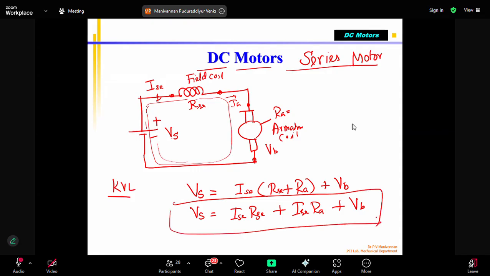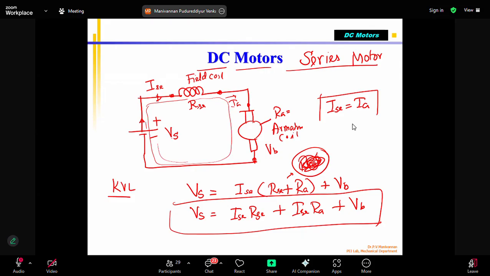Now, we know that I series is nothing but IA. IA and I series are the same, because the same current is flowing from the battery. That current is coming from the battery, which is supplying it. In the shunt coil it is different, that depends on the other case. Now, this is called the net resistance. I can say R net, because both the coils are connected in series. But for understanding, just leave it.